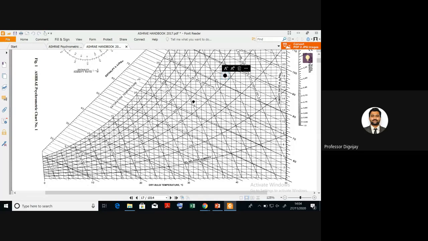Then I have to look for the room condition. Room condition is 27 degrees Celsius DBT. So see here, this is 30, 29, 28, 27. This will be 27 DBT. I have to go in vertical direction, then stop where I meet the 21 degrees Celsius wet bulb temperature line. So this is 21 dotted line for wet bulb temperature. Okay, so I guess this will be the point, 27 degrees Celsius DBT and 21 WBT.